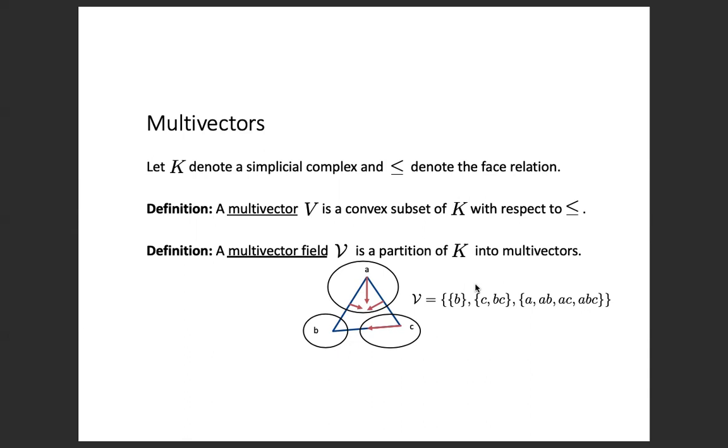As a reminder, here we have a simplicial complex, the triangle. These bottom 2 multi-vectors are vectors in the sense of Forman, or discrete Morse theory in the first tutorial. And this multi-vector at the top is a little more complicated. Since it includes both the vertex A and the triangle ABC, it necessarily includes the edges AB and AC, because AB is a face of the triangle ABC, and AB contains the vertex A as a face. That's what it means to be convex with respect to the face relation.